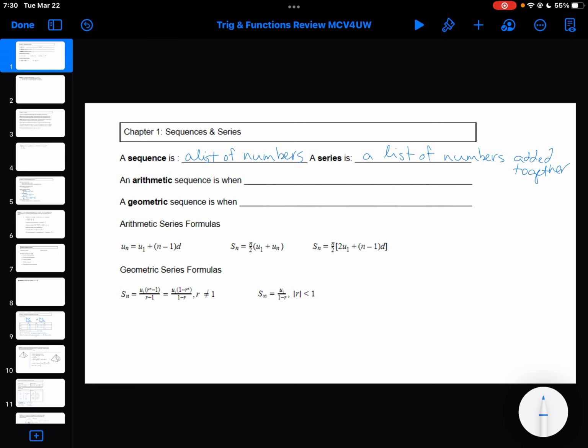We have an arithmetic sequence when the same value is added to each term. And then we have a geometric sequence when each term is multiplied by the same value. These are some of the formulas that you should be familiar with. You should also know that a series converges if the r value is less than 1 for a series.